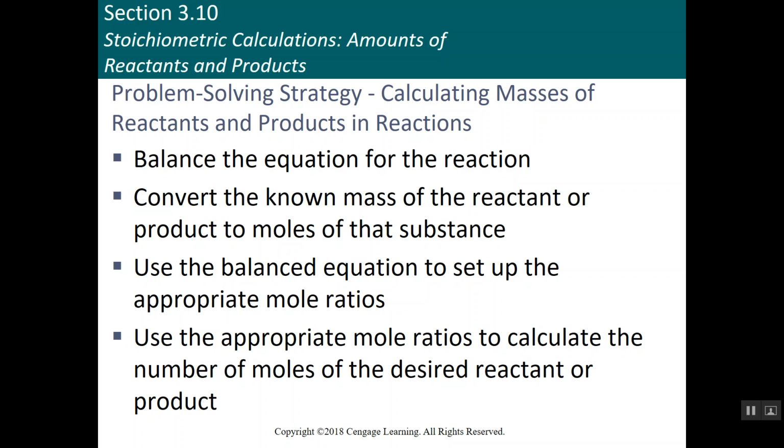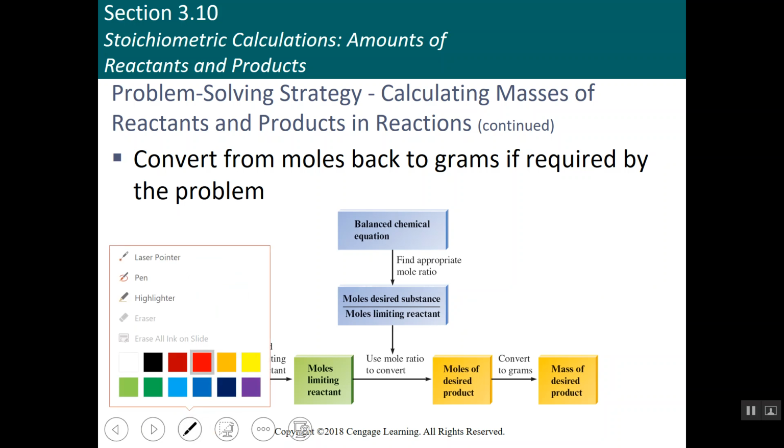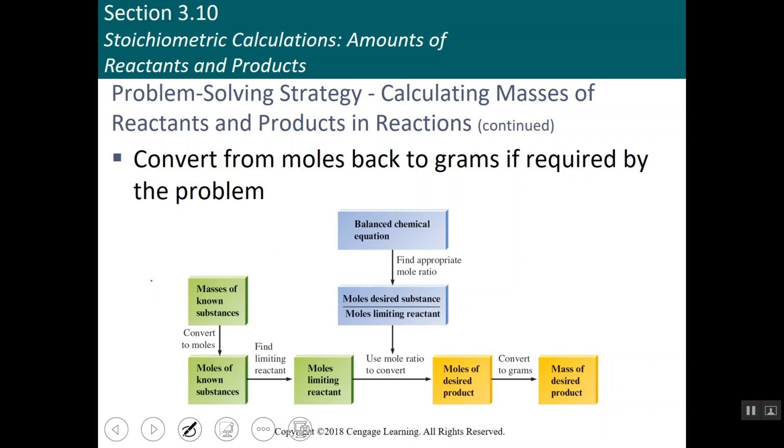You also need to know the masses of the reactants or products, and you need to know how to set those up in appropriate ratios. This particular diagram is a little more complex than what I usually use. I use a diagram where basically I start out with grams of A, and then I need to get to moles of A, and then that helps me get to moles of B, and then I get to grams of B.